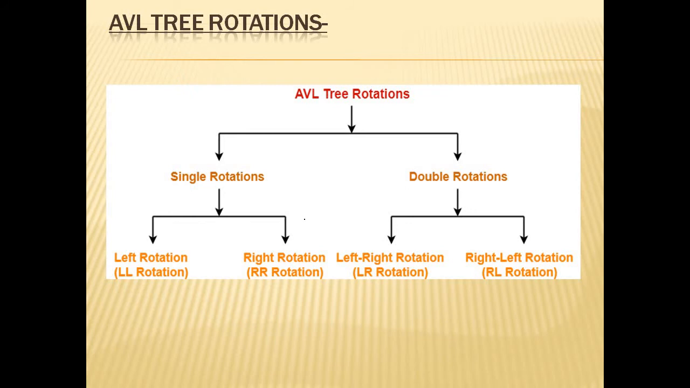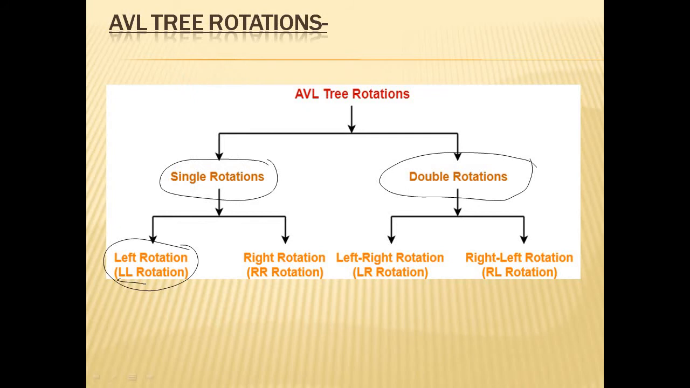So it will be classified as single rotations and double rotations. When it comes to single rotations, we call one a left rotation, meaning LL rotation. Another is called right rotation, we call it RR rotation. And double rotations are called left right rotation, meaning LR, and another is called RL.